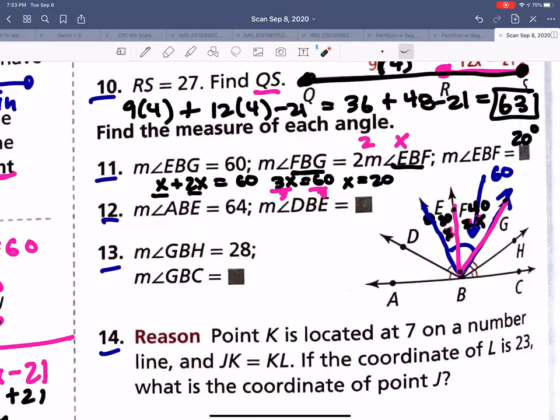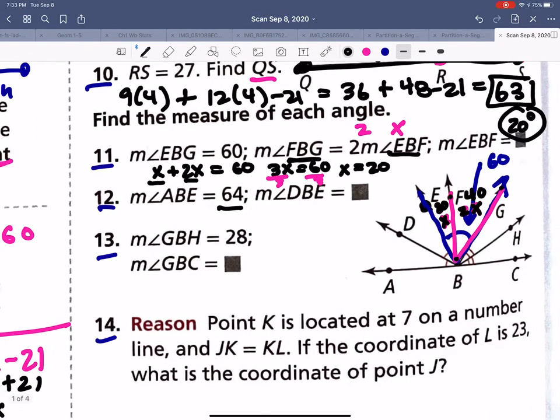Okay, so 11, it looks like that would have to be 20 degrees, right? Now it says, sorry, I would recopy this if I had room, but I'm going to have to just erase this and do number 12. So I'm going to erase this.